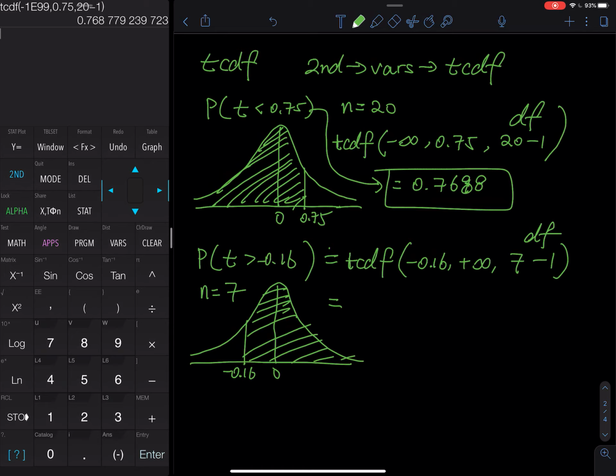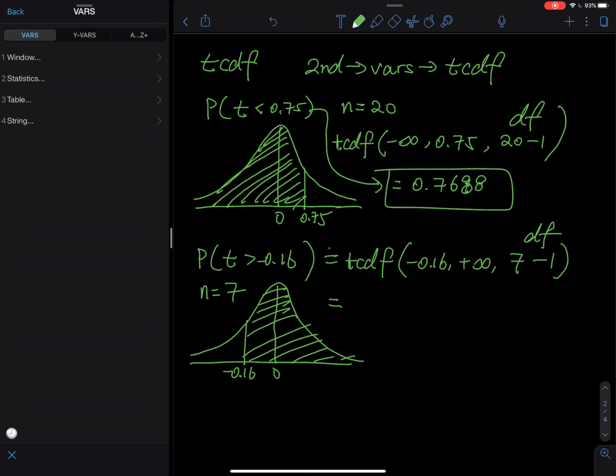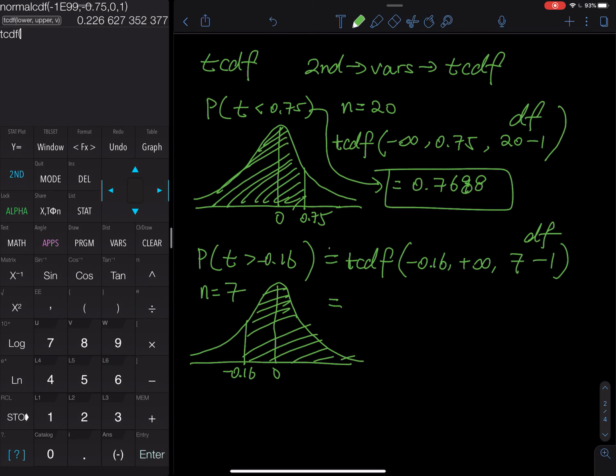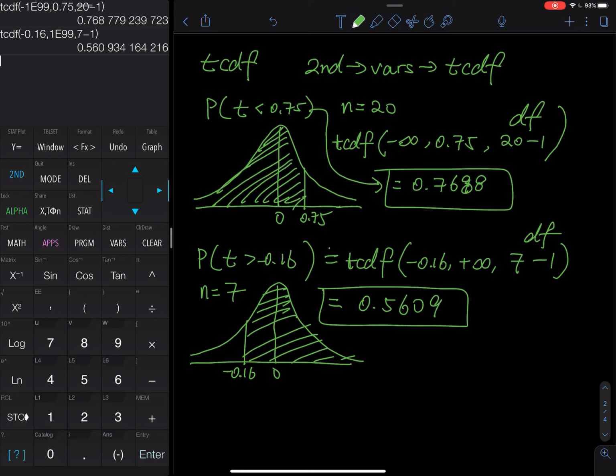And then you do this in your calculator, right? So second vars, tcdf, and then negative 0.16, not minus, don't use the minus key, and then comma, positive infinity 1, second comma 99, degree of freedom is 7 minus 1. So we have a probability 0.5609. So that is my probability.